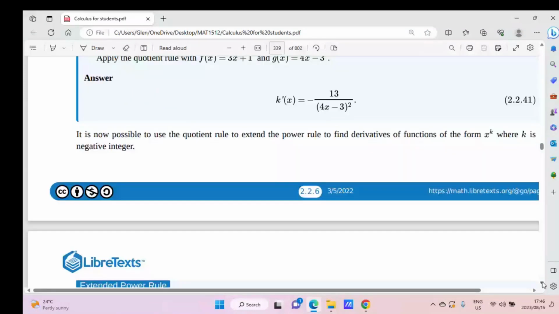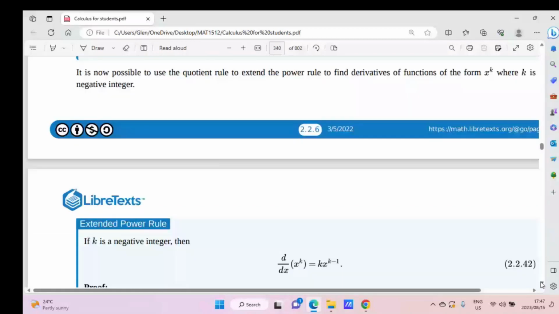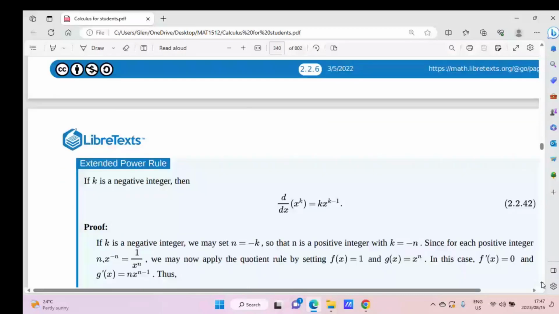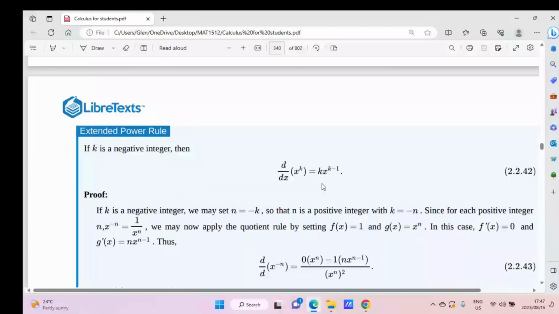I can't see anything, sir. You will, don't worry, soon. Extended power rule. This one is basic. But this is what we have been doing. Can you all see my screen? Yes, we can, sir. You can pass this one, sir.